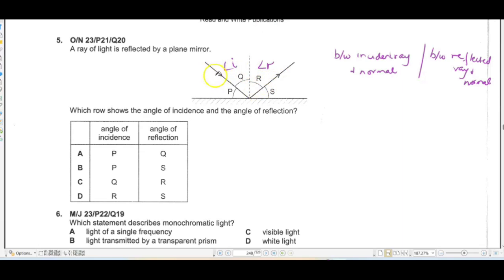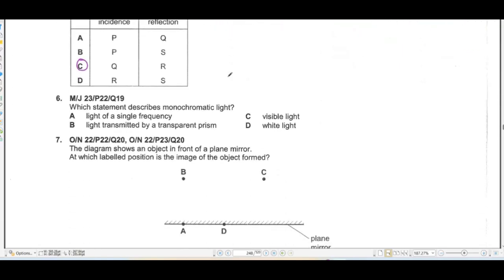The incident ray is the one that's coming in and the reflected ray is the one that's going out. It is represented by these arrows. Okay? So you can clearly have an idea about that. So Q is the angle of incidence and R is the angle of reflection. Please don't confuse this and this angle with the angle of incidence and reflection. The angle between the mirror and the incident ray is not the angle of incidence. Okay? The angle of incidence is between the normal and the incident ray. Okay? Same goes for the reflected ray.